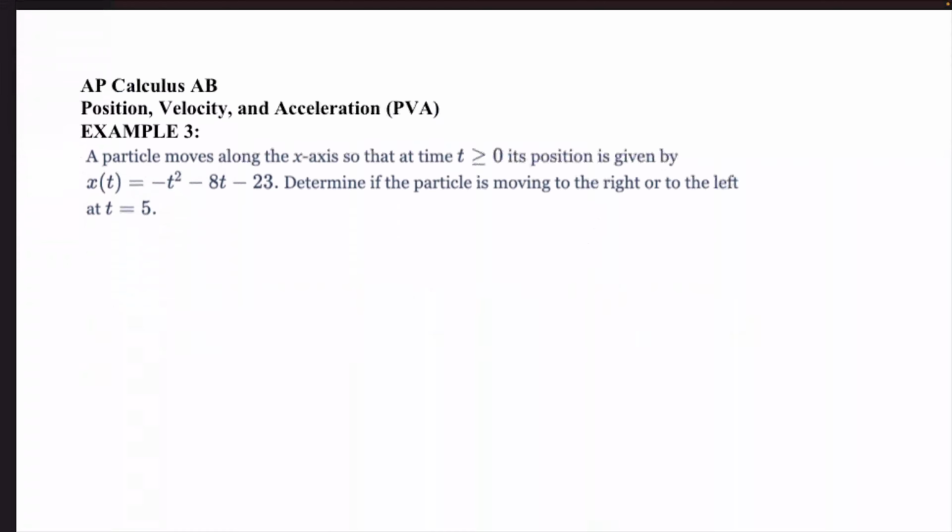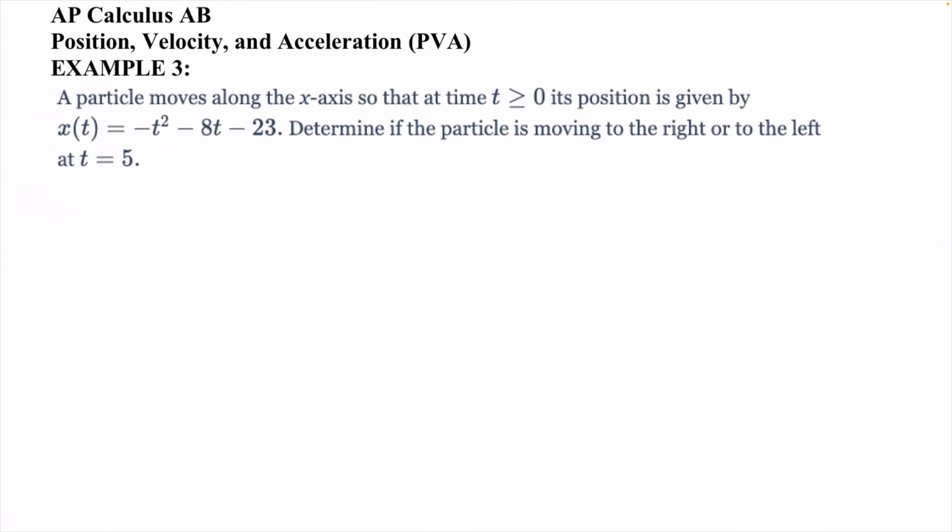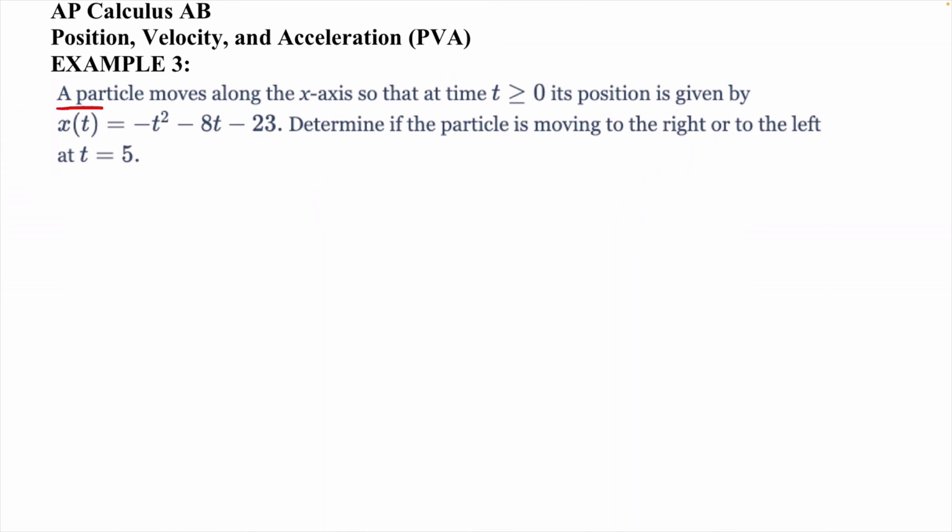Okay, next one. A particle moves along the x-axis so that time is positive. That little statement will be on almost every single problem you see. It's pretty obvious, but they always include it. Its position is given by x of t, so they've given us position again. They want us to know when the particle is moving left or moving right.